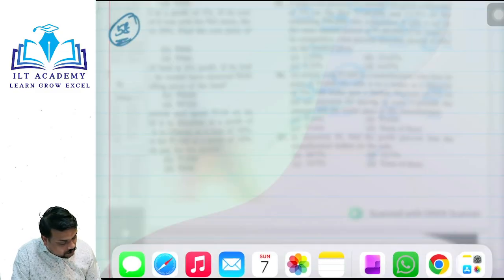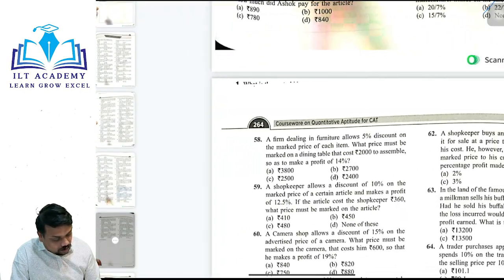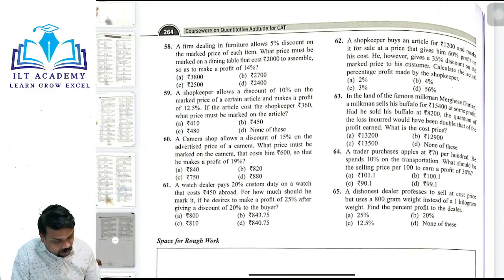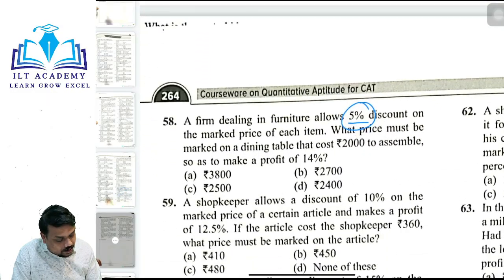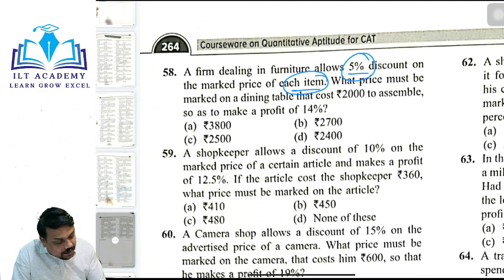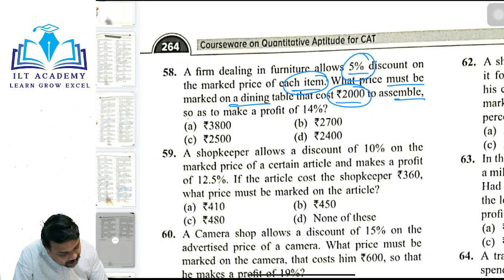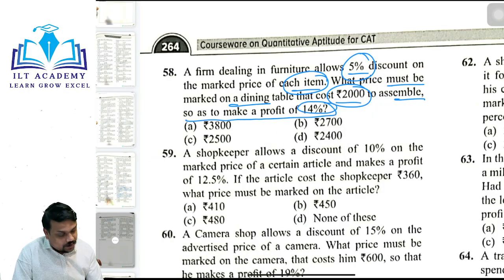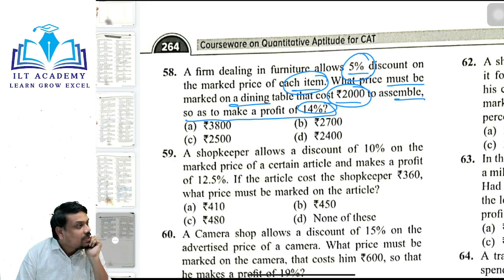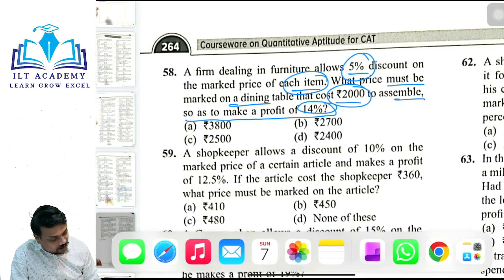58th question. A firm dealing in furniture allows 5% discount on the market price of each item. What price must be marked on the dining table that cost 2000 to assemble so as to make a profit of 14%? Firm gives a discount of 5%. And they need to make a profit of 14%. Yesterday we did this. Okay, same concept. How to do?